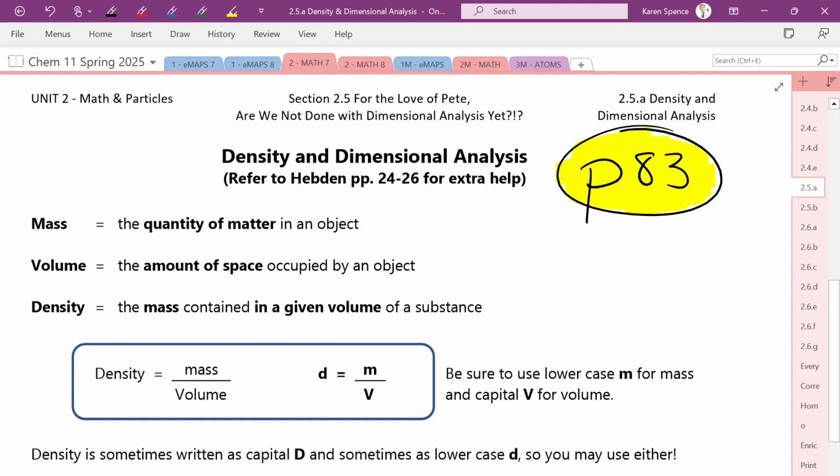Now, that being said, if you are still working on your lab, you can hand it in tomorrow. It's not the end of the earth. It's fine. Okay? So we are going to be looking at density, the concept of density. And we will also be using dimensional analysis. What is dimensional analysis?